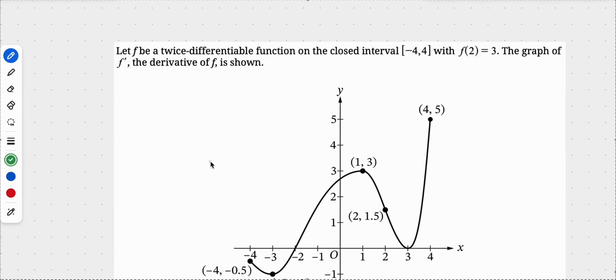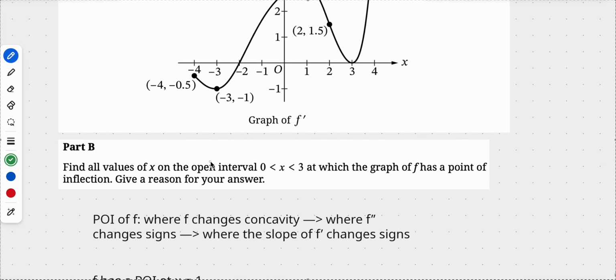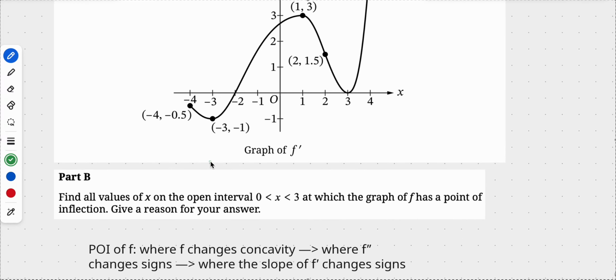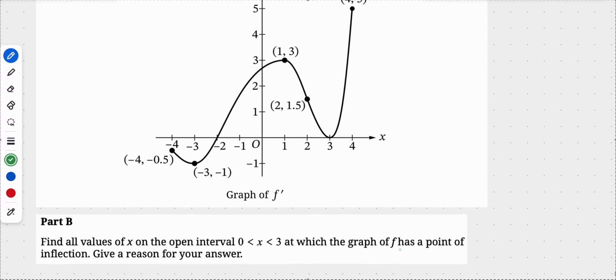Cool, part B. So in part B, we have to find points of inflection. Now, think about it. A point of inflection of f is where f changes concavity, because that's what the term point of inflection means. But that means it would be where f double prime changes signs, right? And if you think about it even more, that means where the slope of f prime changes signs. So where is the slope of f prime changing signs?